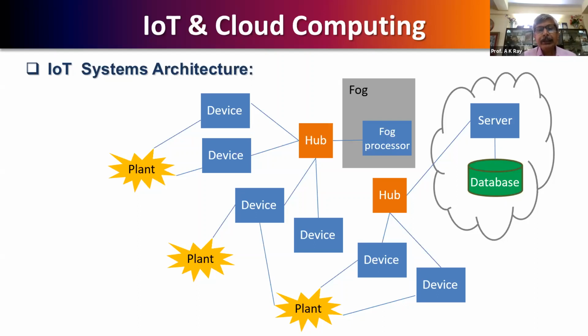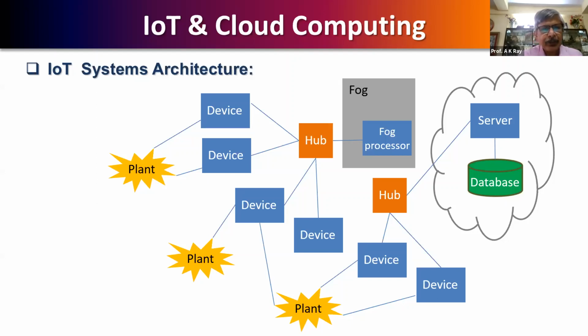But in between, you can see that I have kept one fog processor. This is very important. Fog architecture is a major architecture, and in many of these IoT devices we have fog processors. I'll talk more about that.